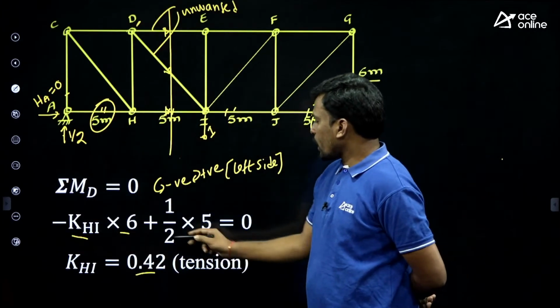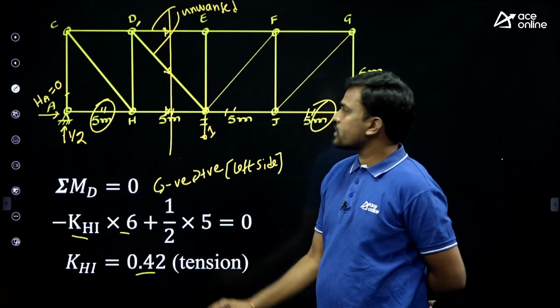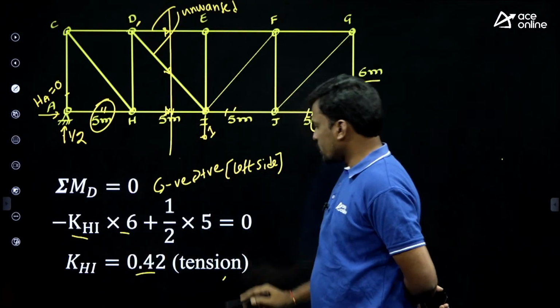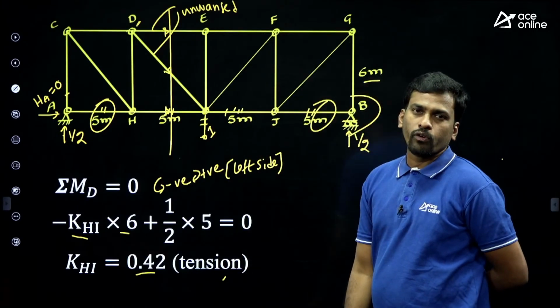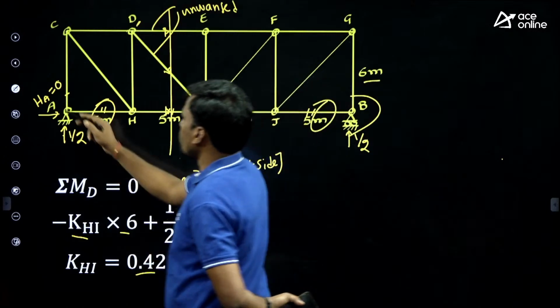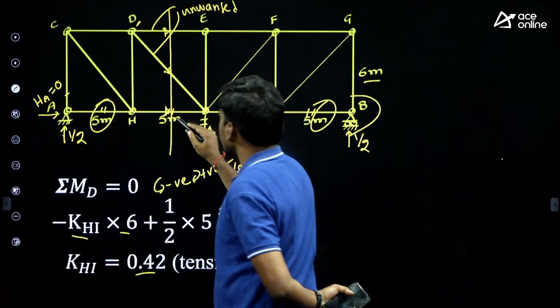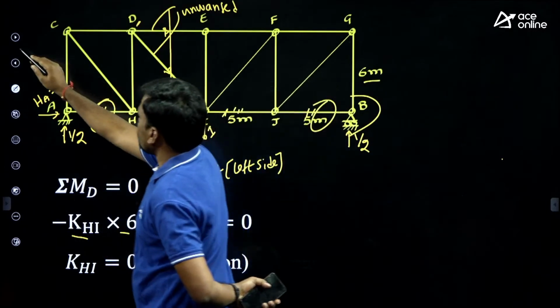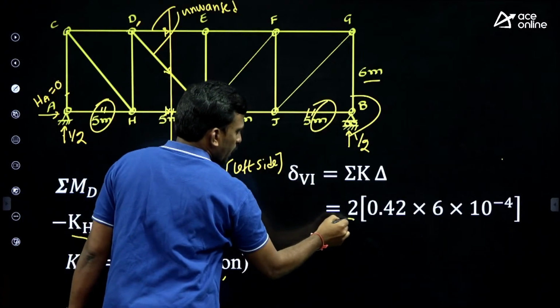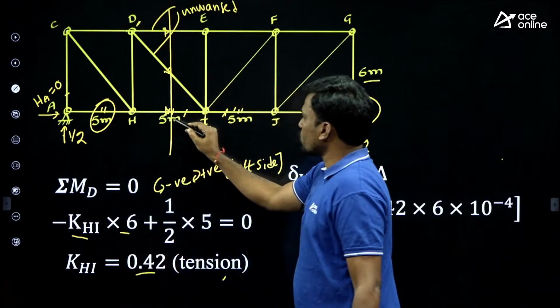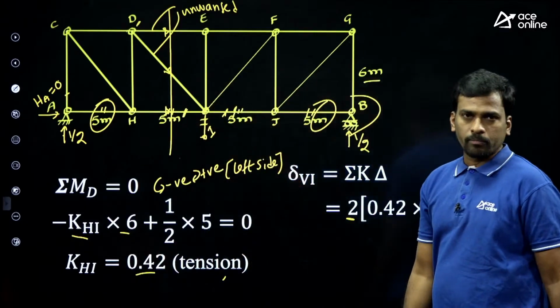Okay. So here we got positive. Then the assumed direction is correct. We assumed tension, right? Yes, it is tension. Then the force in this member is also the same, 0.42 tension. Then substitute in the formula. So how many members are subjected to forces? 2 members, right? Just multiply with 2. Why 2? Because only 2 members are subjected to forces, this member and this member.